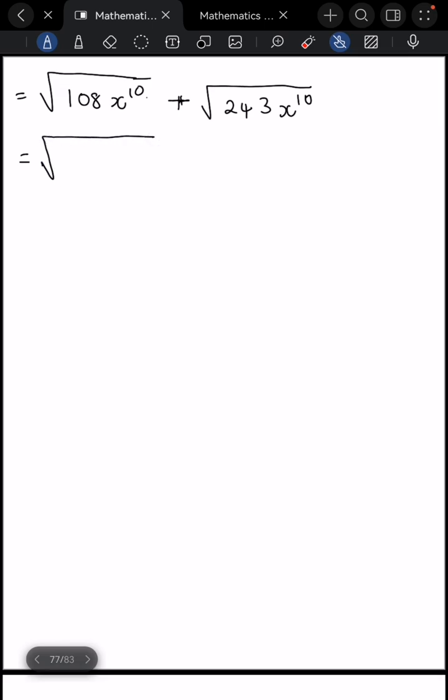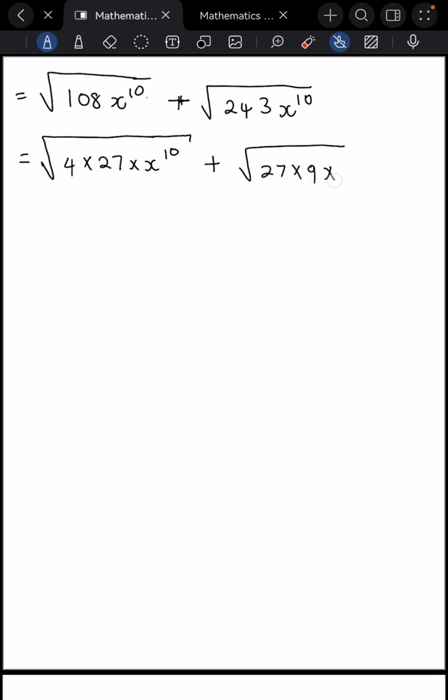First, we're going to have 108 is 4 times 27 times x to the power of 10, plus 243 is going to be equal to 27 times 9 times x to the 10.